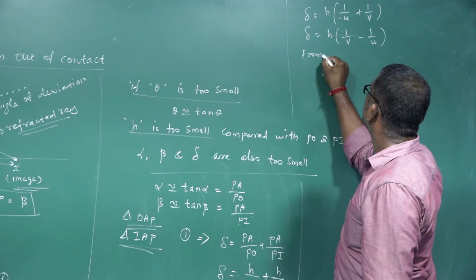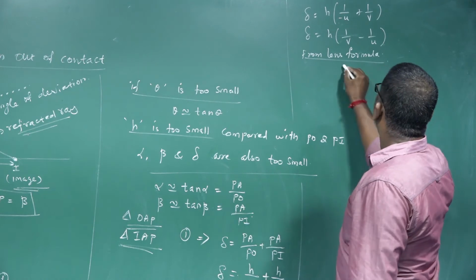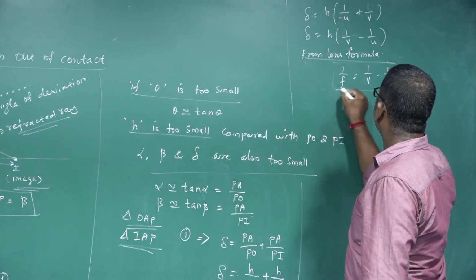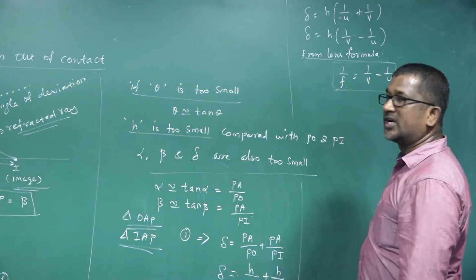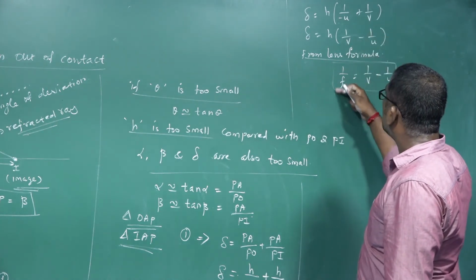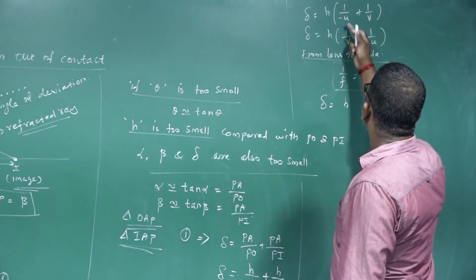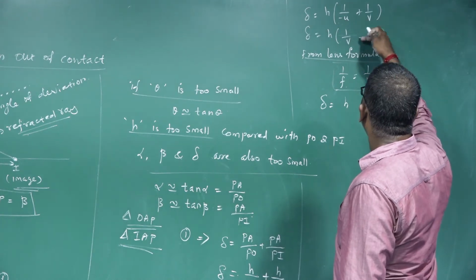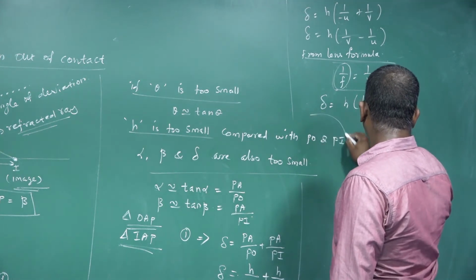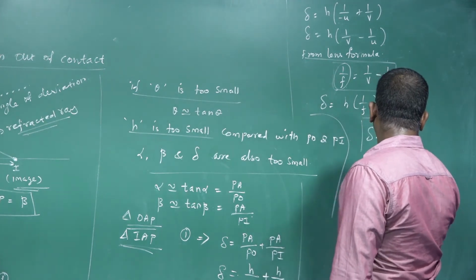From the lens formula, 1 divided by F is equal to 1 divided by V minus 1 divided by U. Here, instead of 1 divided by V minus 1 divided by U, we can write 1 divided by F. Therefore, the angle of deviation del is equal to H times 1 divided by F, or del is equal to H divided by F.